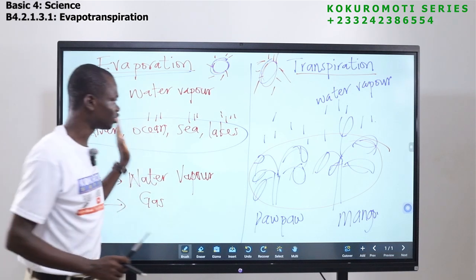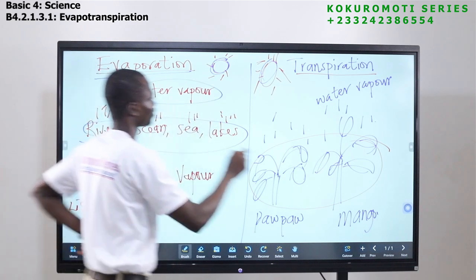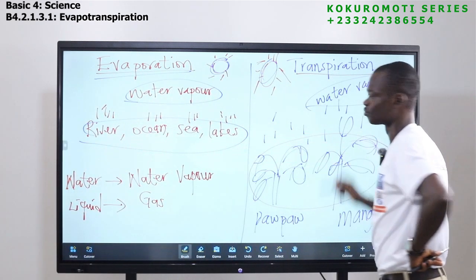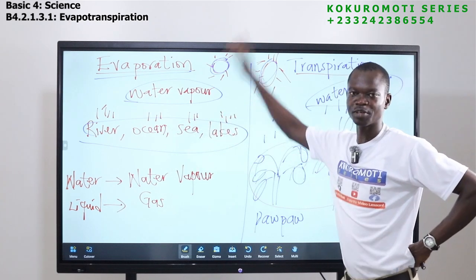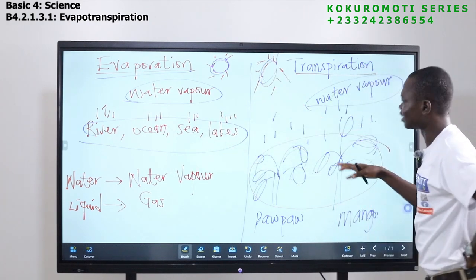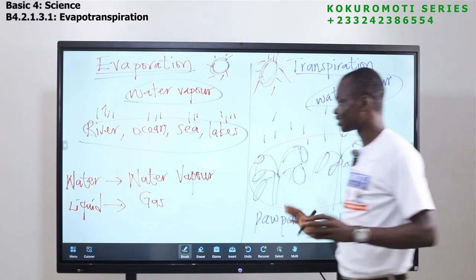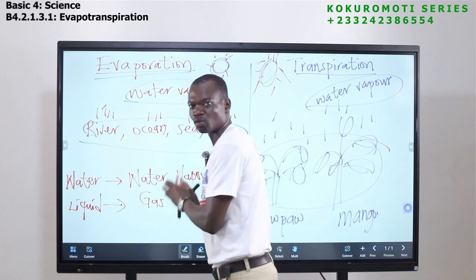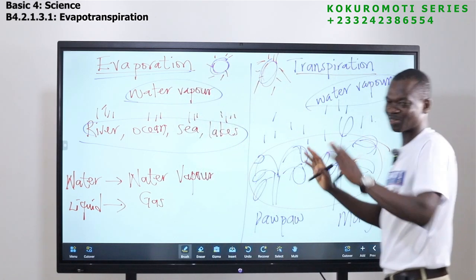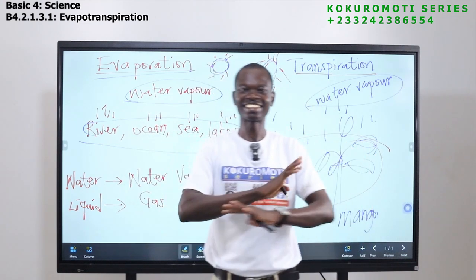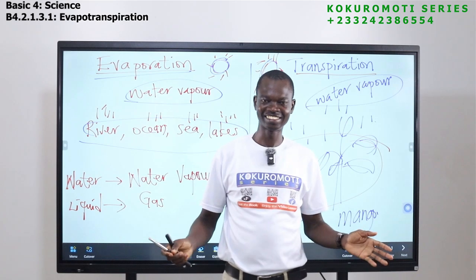One common thing about these two processes is that they all lose what? Water vapor. So in evaporation, water vapor is released into the atmosphere. In transpiration too, water vapor is released into the atmosphere. The only difference is that evaporation takes place in water bodies, but transpiration takes place in plants. That is the only difference. If you understand this, that is all. Today you are finished. All the things that you are going to learn, we are done.